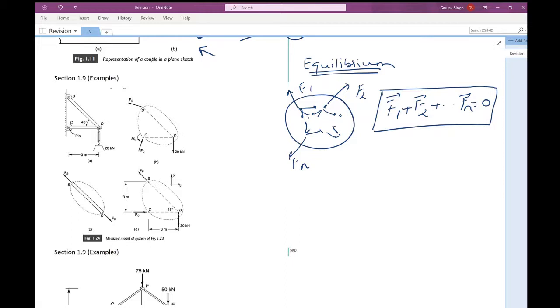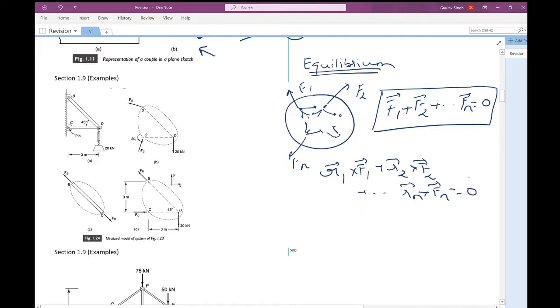So this was about the translational part, and then there is a rotational part in which you say that there is no angular acceleration, and that happens if a set of particles is in equilibrium. The total moment of all external forces about an arbitrary point O must be zero. So R1 cross F1 plus R2 cross F2 plus ... Rn cross Fn must be zero.